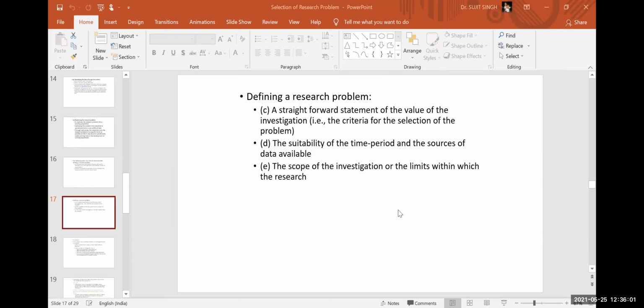So you have to be sure about the time period, and also from where you are going to get the data. If you are going to investigate something, perform some study, for that you require some sort of data. If you are not able to get the data in due course of time, you won't be able to finish your research, right?